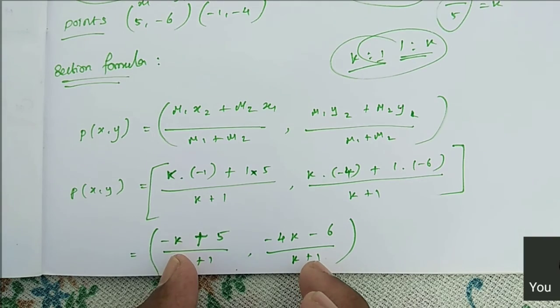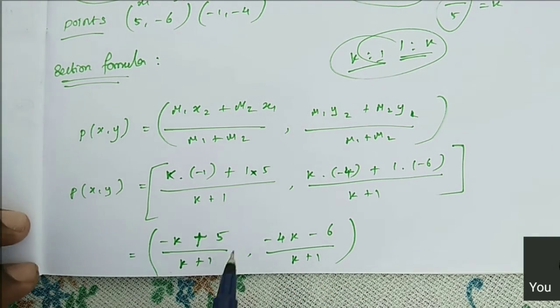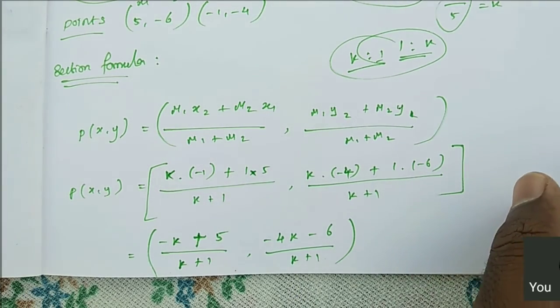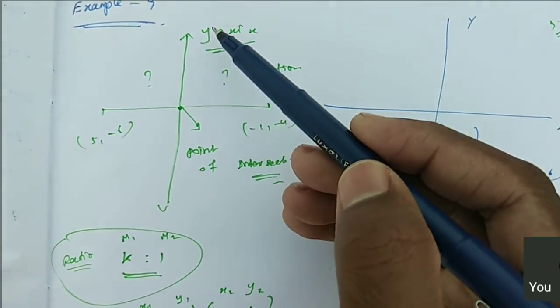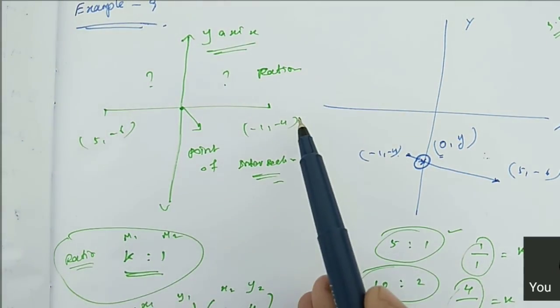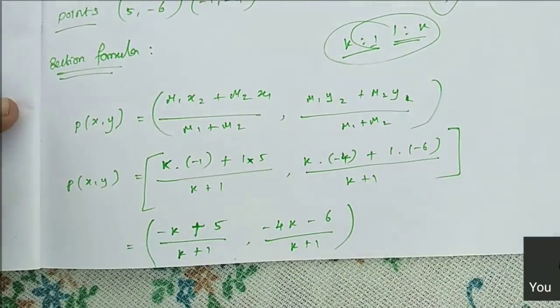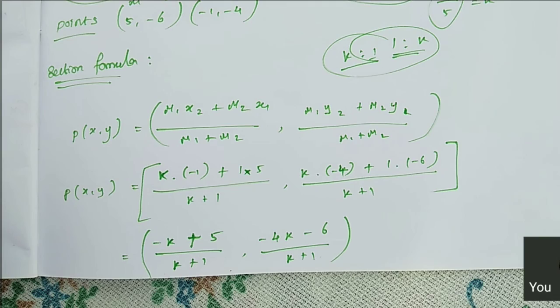Now it is a point. This is a point of intersection, right? Clear? So this is a point of intersection. The point is lying on the y-axis also. Actually, the y-axis is dividing a line segment. So the point is lying on the y-axis or not? Keep this in your mind. When the point is lying on the y-axis, what is the point?